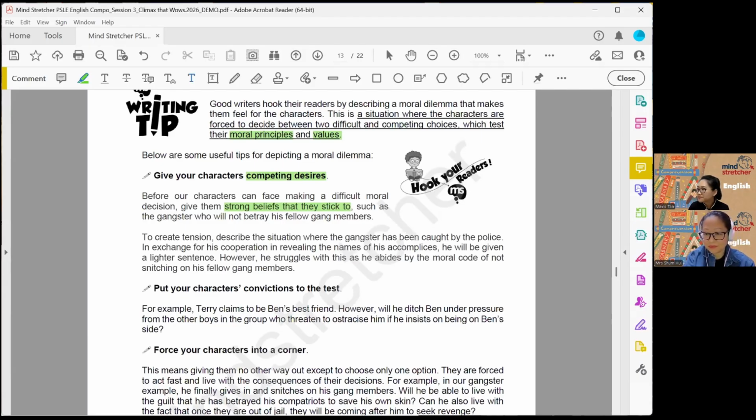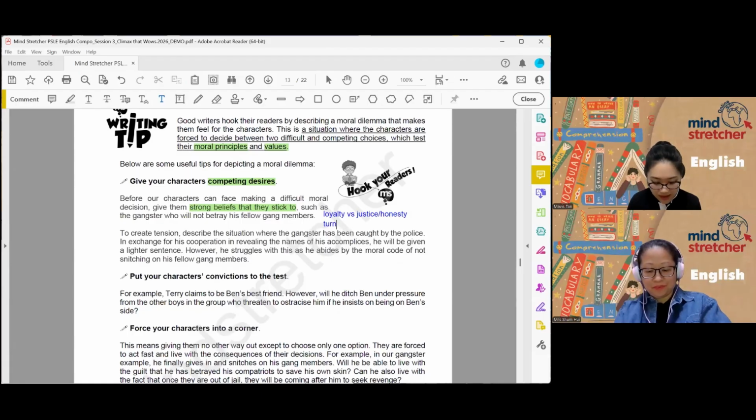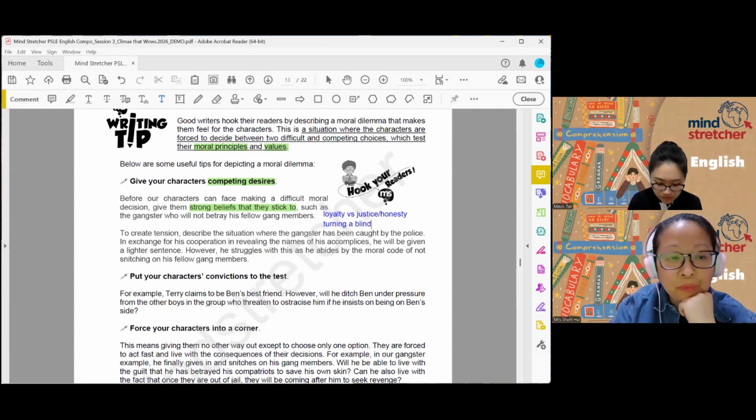Over here, some related ideas common at your level. Loyalty to friend versus justice. Very often, should I be loyal or should I do something right? Versus justice or honesty, based on primary school type topics. Or turning a blind eye, that means you pretend you don't know. Turning a blind eye or covering up versus being honest.